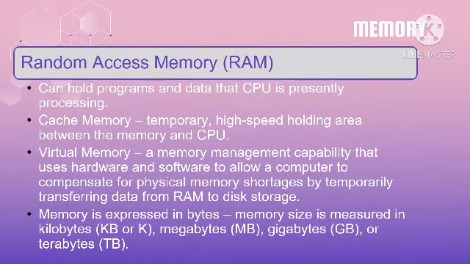Okay, now we are looking at details about random access memory. RAM memory chips hold programs and data that the CPU is presently processing. RAM is a type of volatile or temporary memory. It means contents are lost when the computer is powered off. Cache memory is a temporary, high-speed holding area between the memory and CPU. Virtual memory is a memory management capability that uses hardware and software to allow a computer to compensate for physical memory shortage by temporarily transferring data from random access memory to disk storage.